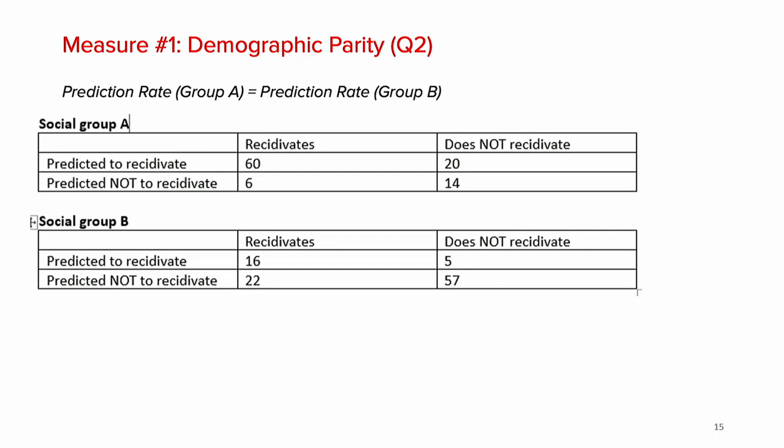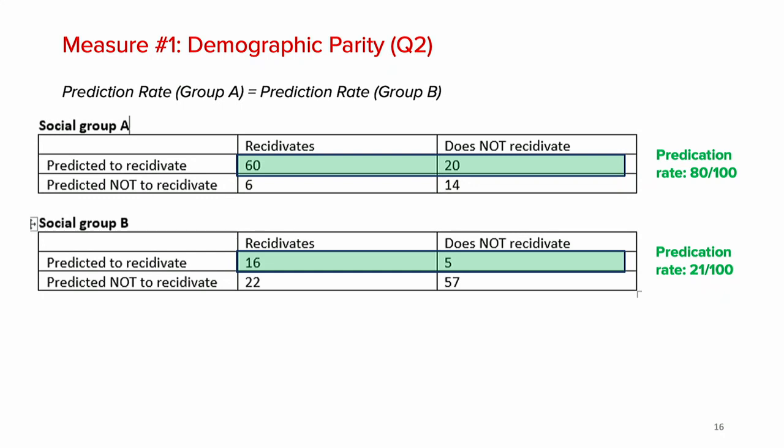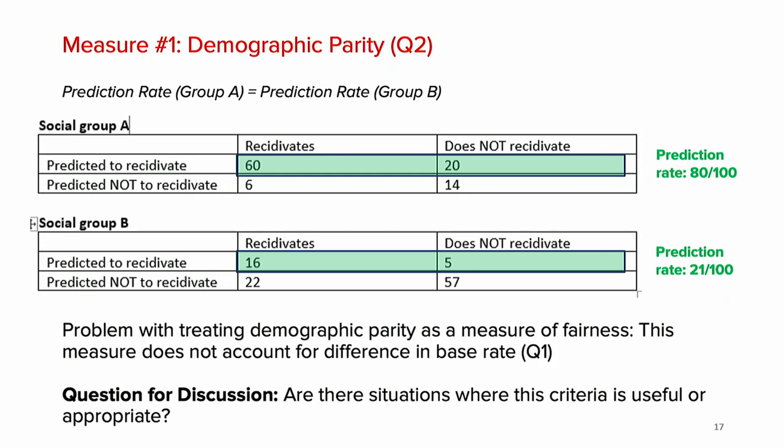The next questions ask about which percentages of each group were predicted to recidivate, and this also varies from group to group. Group A was predicted to be very likely to recidivate: 80 out of 100 of them, whereas only 21 out of 100 of group B were predicted to recidivate. Notice that if we're talking about something like Compass, which is used to determine whether people should be put in jail or released, this means 80 of social group A are going to be put back in jail, and only 21 of social group B. Comparing this criterion between two groups, we call demographic parity.